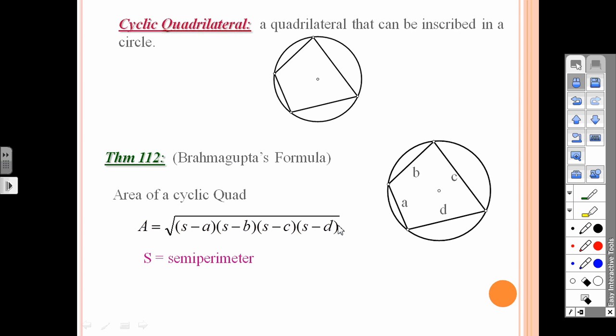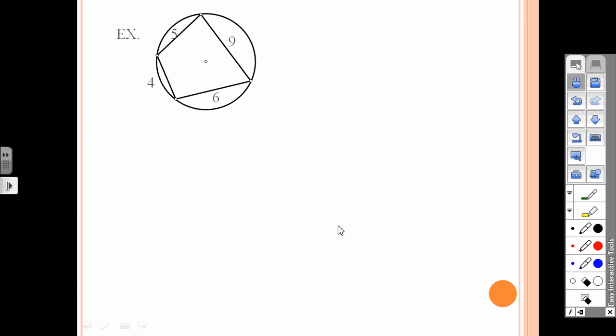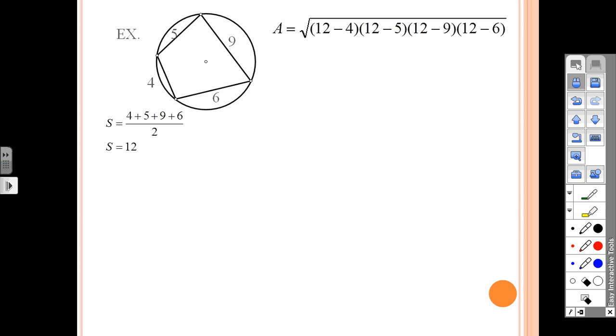So it's best to just do an example, right? So here's a cyclic quadrilateral where we have side lengths of 4, 5, 9, and 6. The very first thing that you want to do is to actually calculate the semi-perimeter. So you just add up all four sides and divide by 2. So we got 12 as our semi-perimeter. Now we plug this into our formula, taking 12 minus each of the four sides and multiplying those four numbers together. So this becomes the square root of 8 times 7 times 3 times 6.